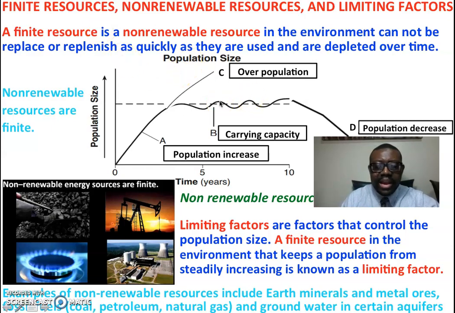Then at point D, the population is decreasing. What causes population to decrease? They include no food. When there is greater competition, that will cause populations to decrease. When there is no food, populations will decrease. When the weather is not suitable enough for the organism, the populations will decrease.